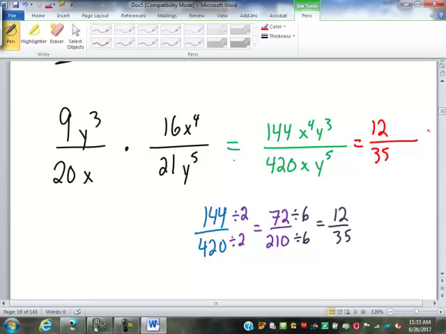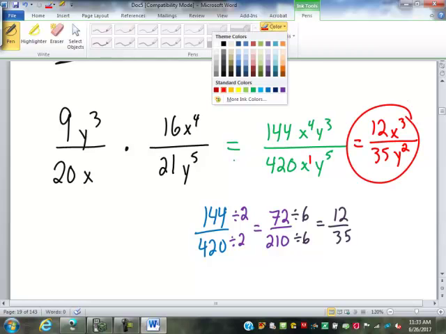And our variables. X to the what? 3 on top, because the 4 is bigger than 1. Yep, because that's a 1, right? 4 minus 1 is 3. Yep, x to the 1. And then on bottom we have y squared, good. 5 minus 3 is 2. The bigger one was on bottom. So 12x to the 3rd over y squared.